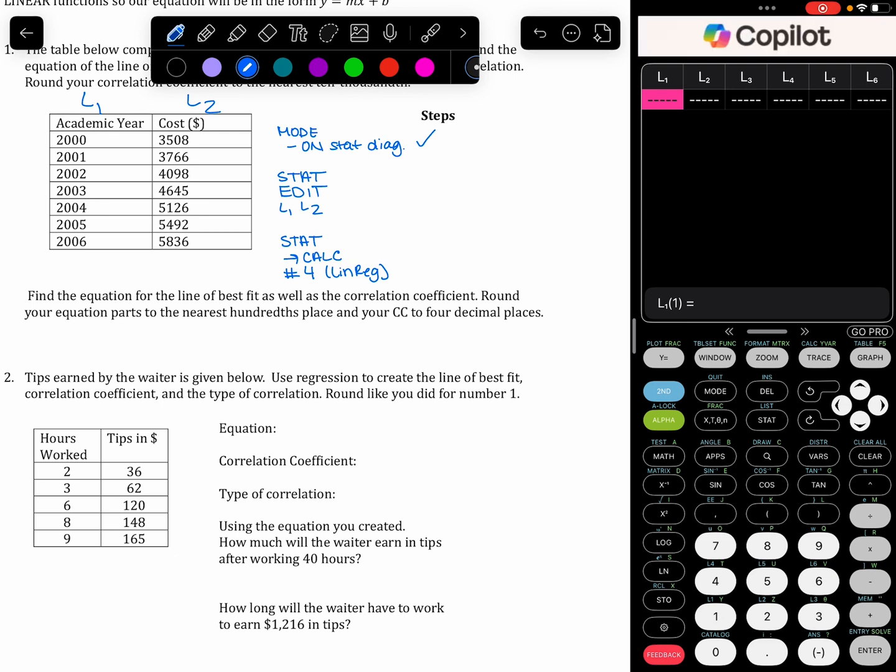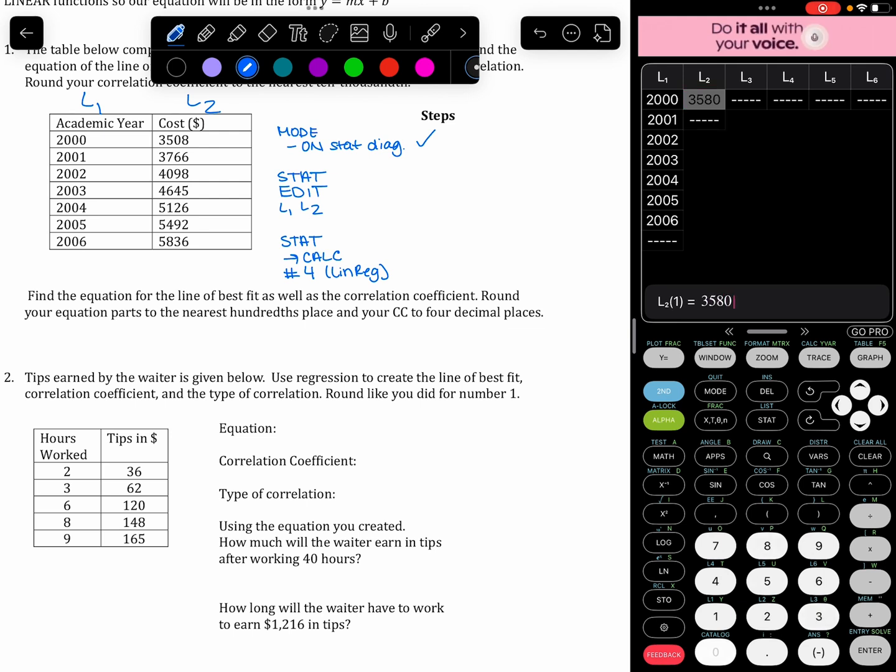So when I type in L1, I'm literally going to be typing in 2000, and then I hit enter, and then 2001, and then I hit enter. And then you're going to see that my L1 column, as I type it in, is going to appear in L1 in my calculator. So we do 2000, enter, 2001, 2002, 2003, 2004, 2005, and 2006. Okay, now from there, you need to double check to make sure that you typed all that in correctly.